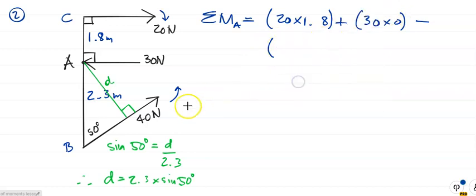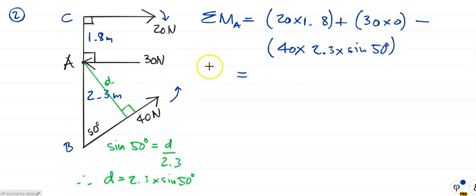Right, so that's going to be minus 40. There's my minus 40 times little d. But little d is 2.3 sine 50, so it's 2.3 times sine 50 is equal to, right, and get your calculator and you work out the answer.